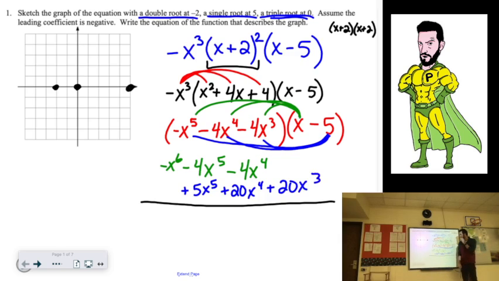We got negative x to the sixth, 5x to the fifth minus 4x to the fifth would be 1x to the fifth, so plus x to the fifth. 20x to the fourth minus 4x to the fourth would be 16x to the fourth. And then we also have the plus 20x to the third.